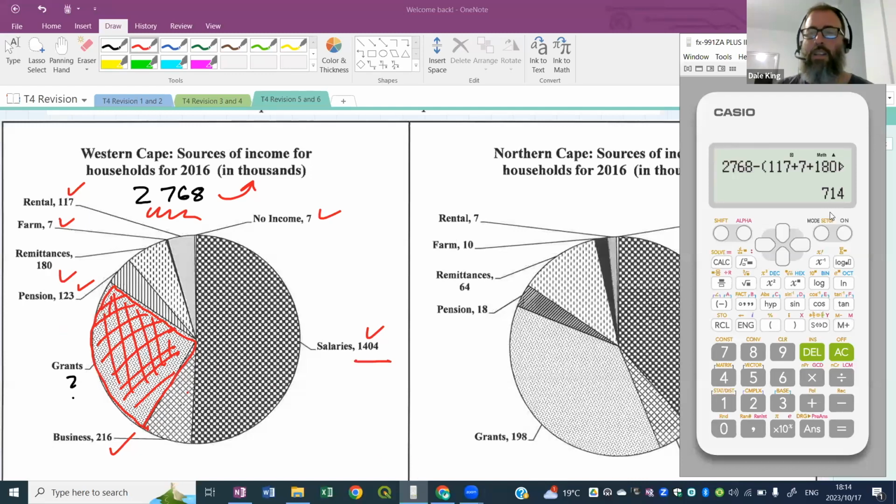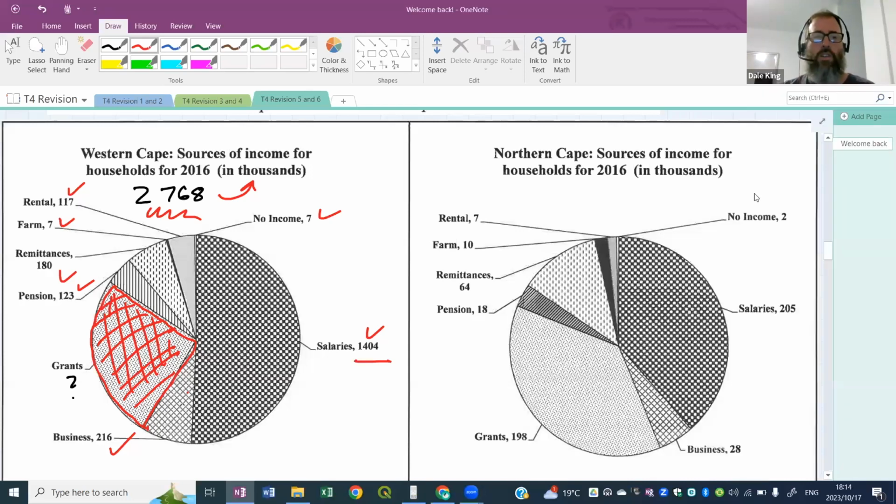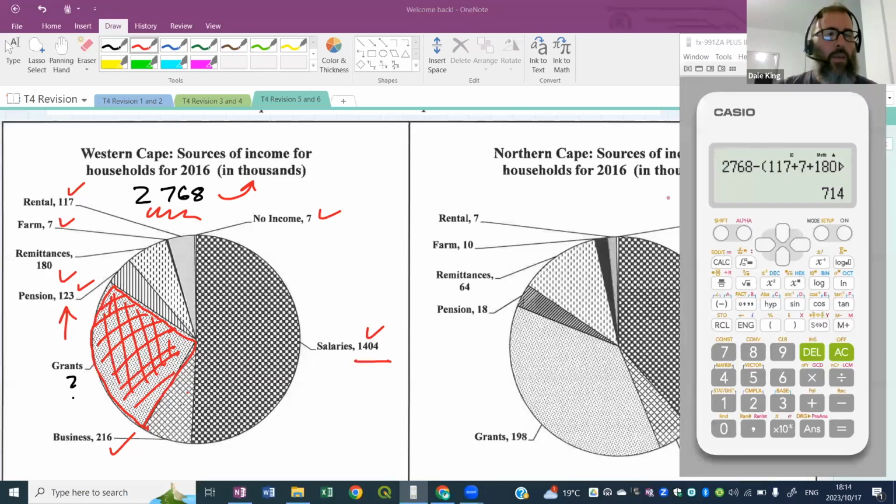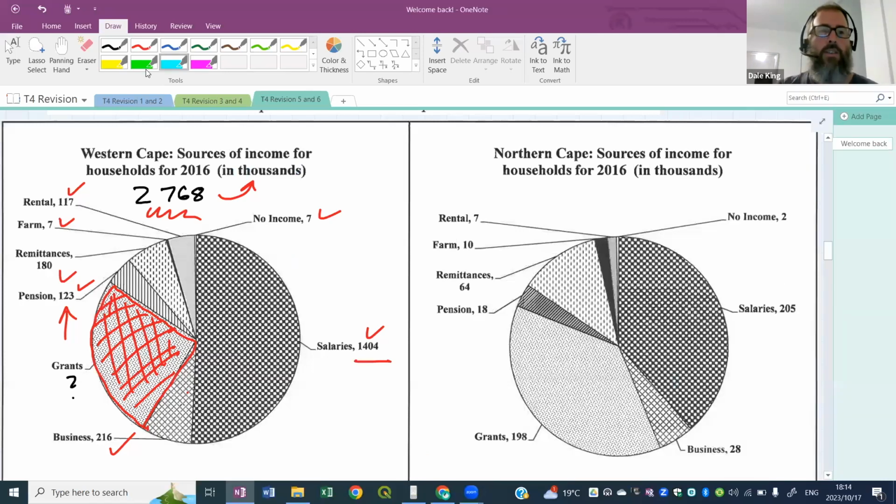All right. So these people are getting 714. They've done the calculation. Okay, good for you. Do you see what we did there? We took the total number of households, 2768, and we subtracted all the pieces that we saw that had values, and that'll leave us with the grants value, which is 714. Remember, do not write 714 in the exam on your answer script. You got to write the proper value. All these values here are in thousands. Just remember that. Even though we're not using all the zeros in our calculation, you will have to add them back on in the end.